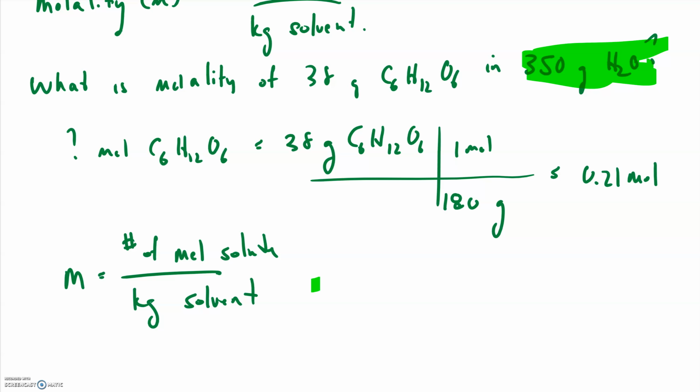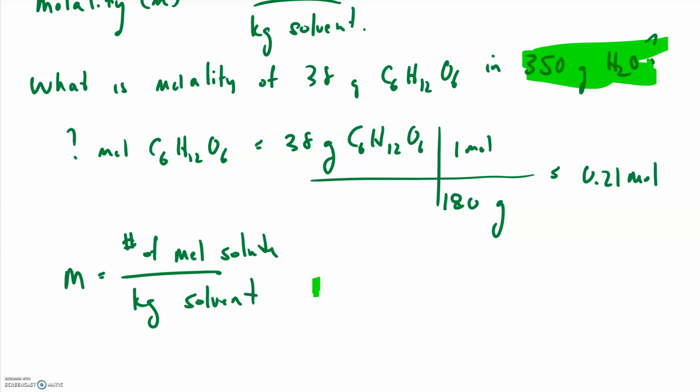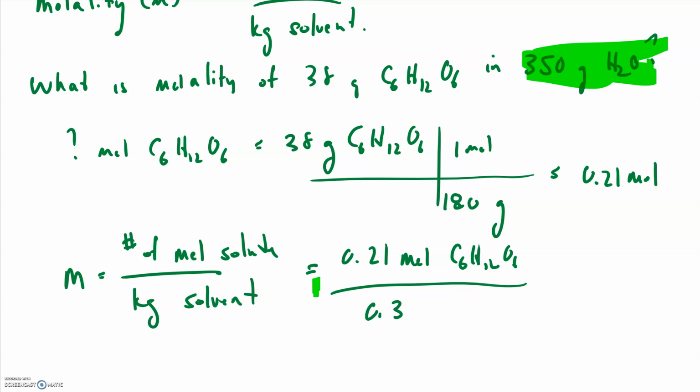So let's plug that right in. We know we have 0.21 moles of cellulose, C6H12O6, in our solvent, which is 350 grams. We want to get that into kilograms. So we're going to divide that by 1,000 because there are 1,000 grams in a kilogram, and we get a molality of 0.603 molal. Alright, so those are fairly straightforward, and we've seen those before.